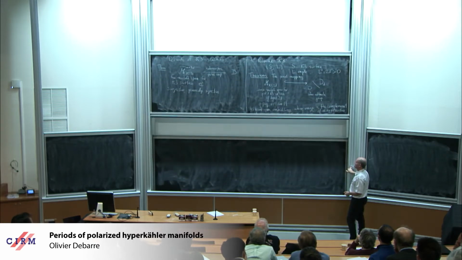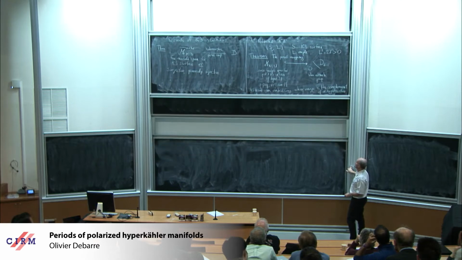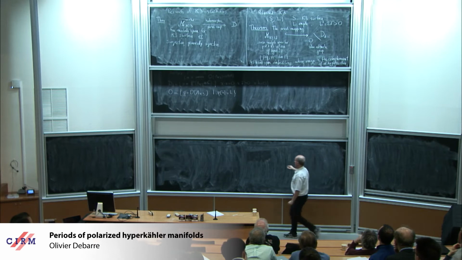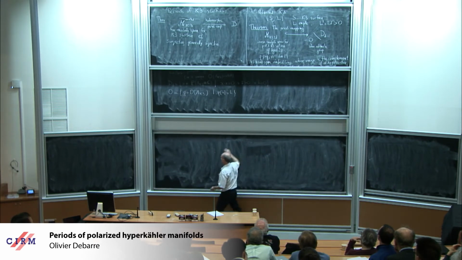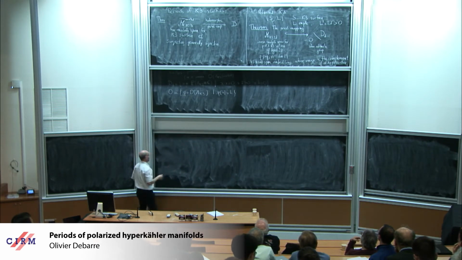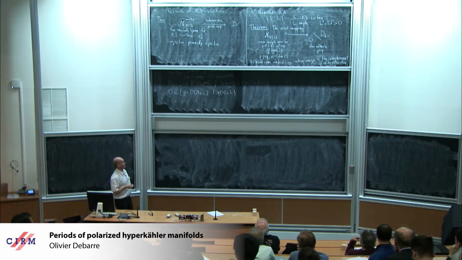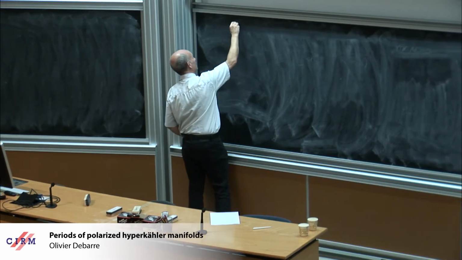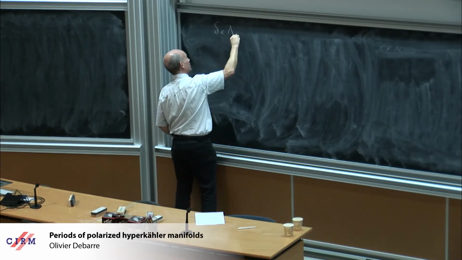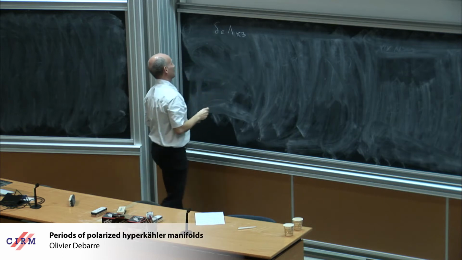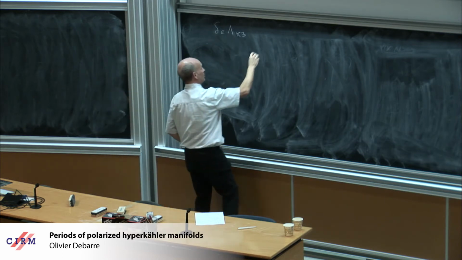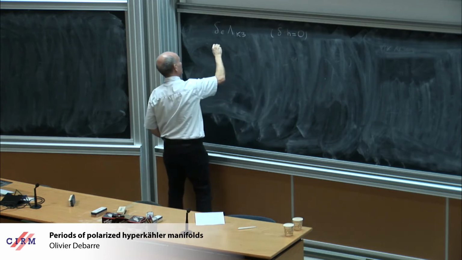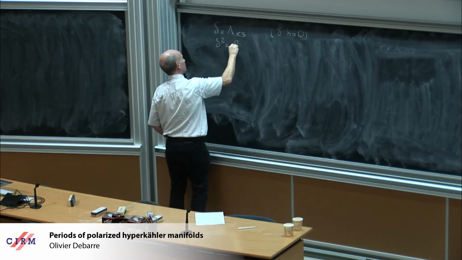And at the same time, I'll show you that it's pretty easy to determine the image. So let me explain what the image of the period mapping is. So consider roots of this K3 lattice, orthogonal to H. So a root is just an element with square -2.